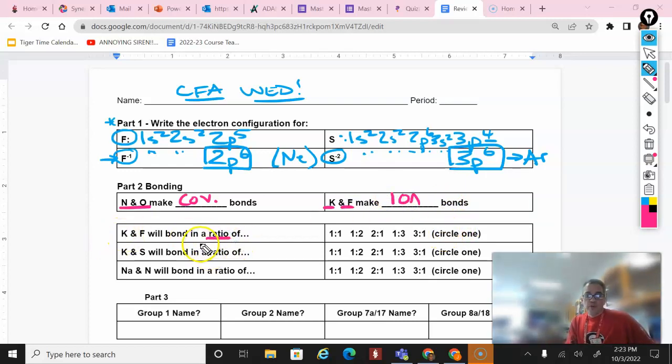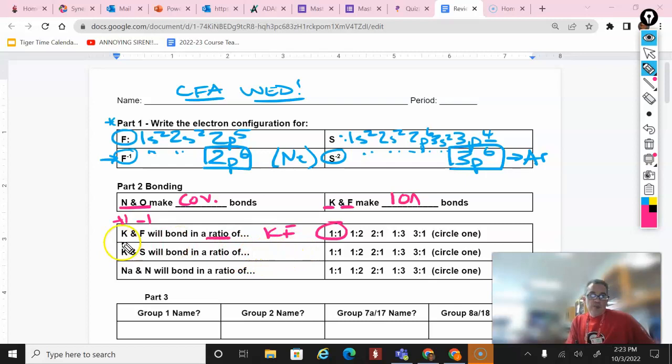Ratios. When we write formulas, ionic bonds anyway, they are in a ratio. That's what the little subscripts tell us. So the first one's asking us about K and F. Let's go through and check out our charges. K is +1, fluorine is -1. If we switch our ones, we end up with a 1-to-1 ratio because our formula would be KF.